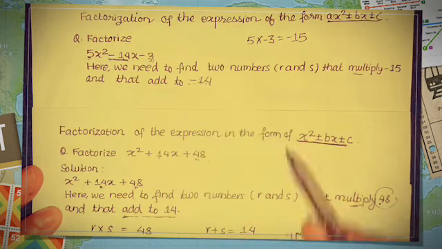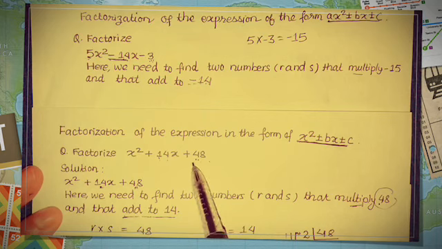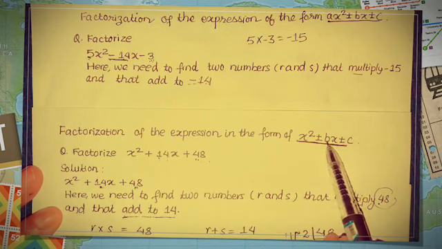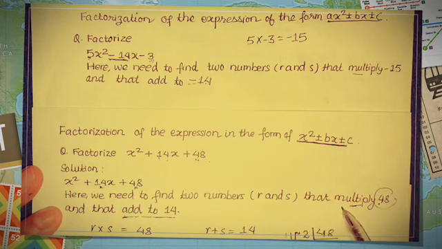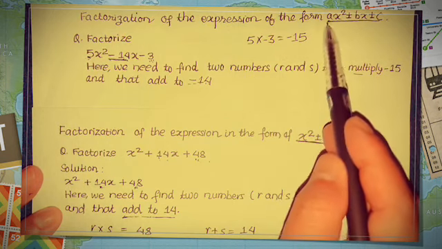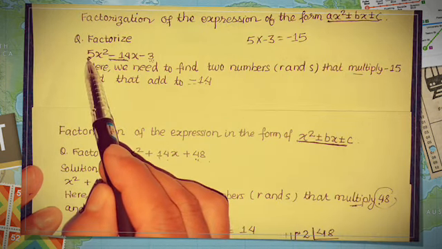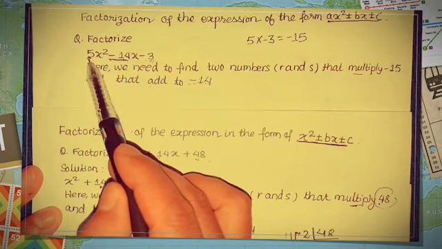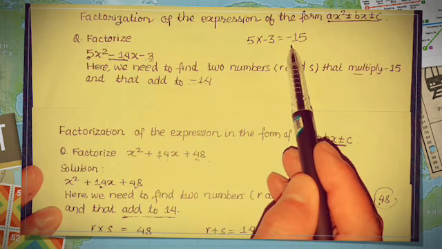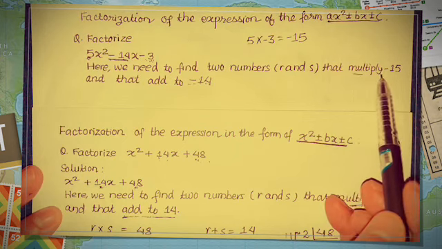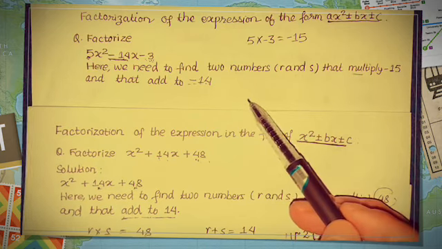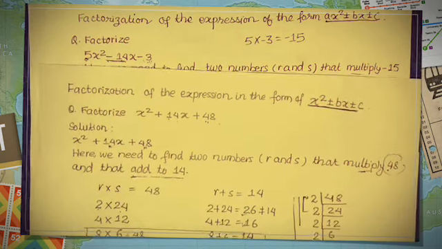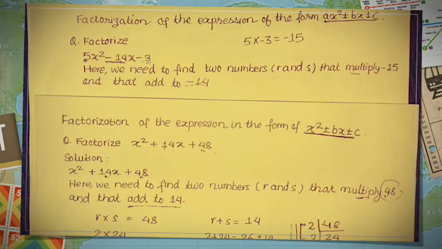So the only difference is here. In the form x² ± bx ± c, we used only the constant term to make the condition of multiplication. But where the leading coefficient is other than 1, the first and last terms, 5 and minus 3, are used to make the condition of multiplication. You have to keep this difference in mind. The other processes are the same as what we did in previous classes.